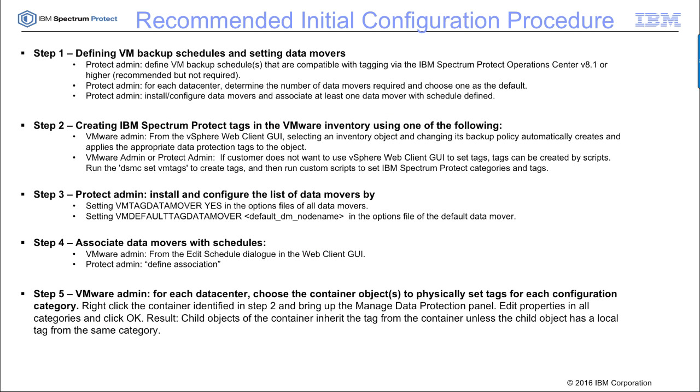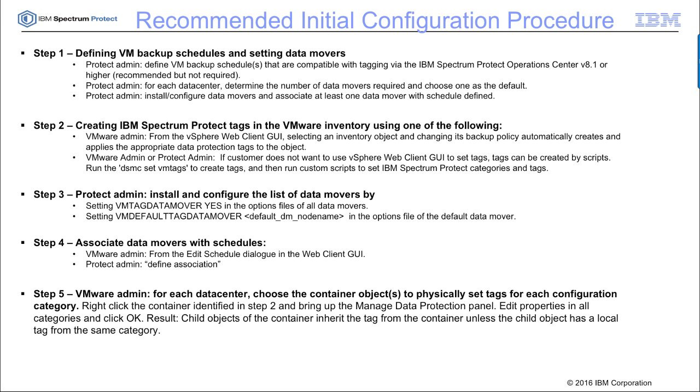Now in terms of setting things up, I want to spend a little time on the recommended initial configuration procedure. And the reason I want to do this is as follows. First, understand that the goal of this is to provide the VMware administrator control over the Spectrum Protect backups. But for the initial setup of the configuration, there is going to be some interaction required between the Spectrum Protect administrators and the VMware administrators to make sure that things are set up properly and configured properly.